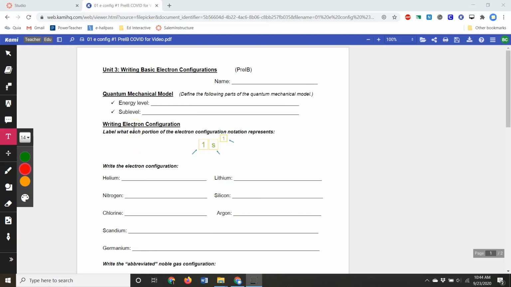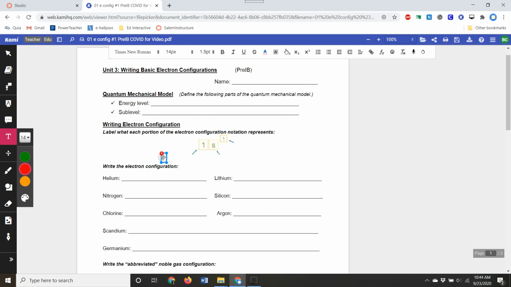I'm going to explain some of the answers to the electron configurations basic practice. One of the things that you're asked to do is to explain what each portion of electron configuration notation represents. The first thing that we're going to look at is this number 1. Remember that that large number 1, the first number that's written, represents the energy level of the element.